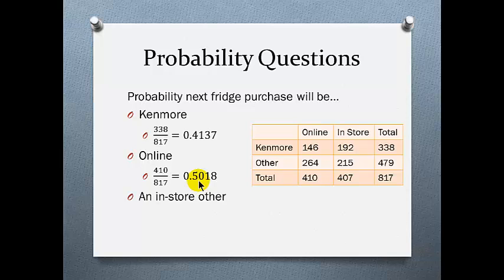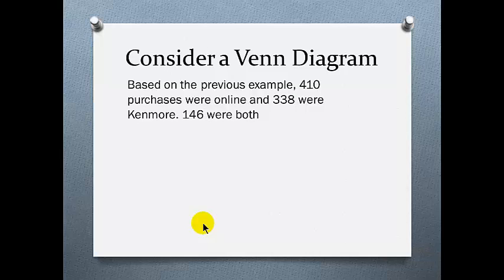How about this? What is the probability the next fridge is an in-store other purchase? So we don't want just in-store, we also want other. We want both of them. That's going to be the 215 out of the 817, or a 0.2632 probability. That's basically how we can calculate some probabilities.